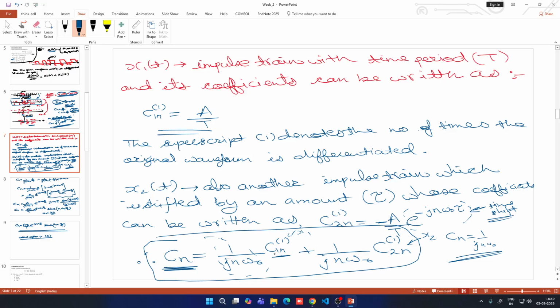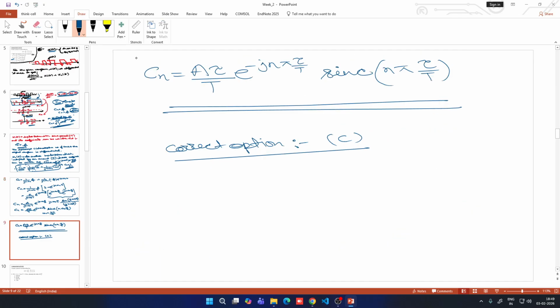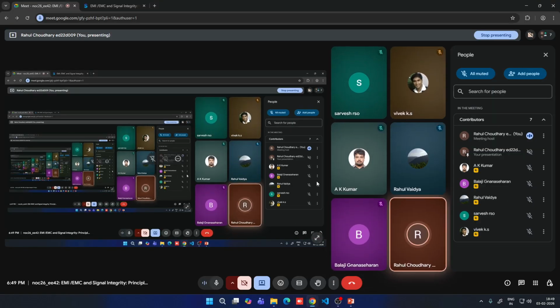Now just simply substitute c1n and c2n, and then we will get the final answer, x of t, cn. So I hope this is clear. If you have any doubt in this, please let me know.